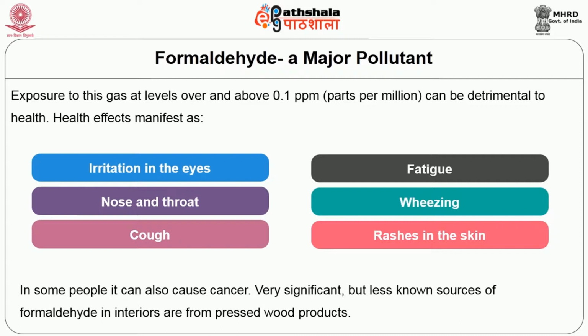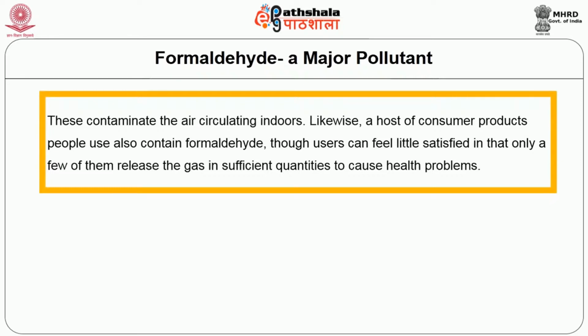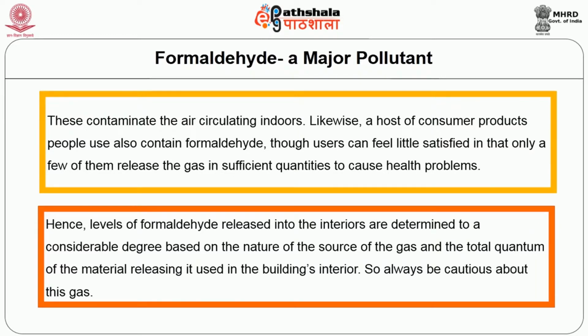Very significant but less known sources of formaldehyde in interiors are pressed wood products. These contaminate the air circulating indoors. Likewise, a host of consumer products people use also contain formaldehyde, though users can feel little satisfied in that only a few of them release the gas in sufficient quantities to cause health problems. Hence, levels of formaldehyde released into the interiors are determined to a considerable degree based on the nature of the source of the gas and the total quantum of the material releasing it used in the building's interior. So always be cautious about this gas.